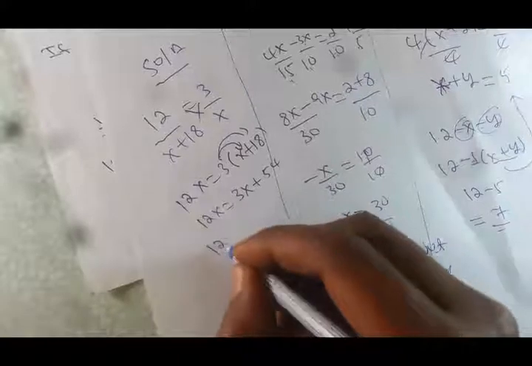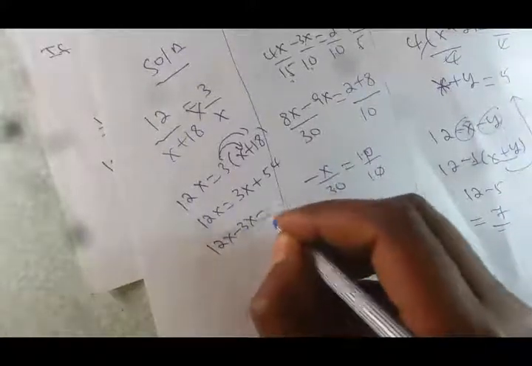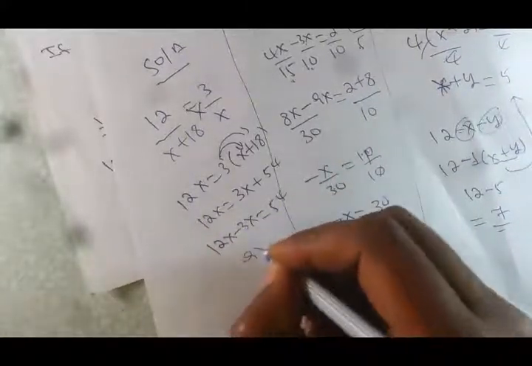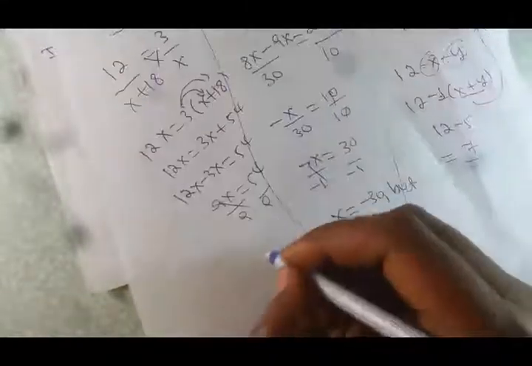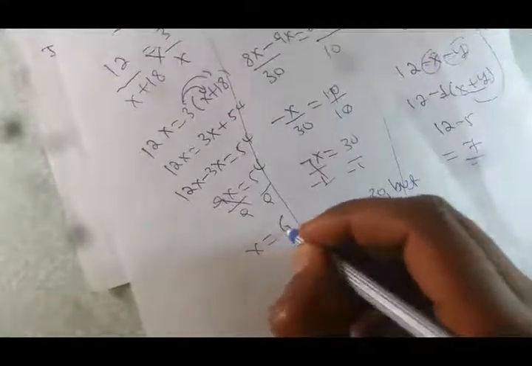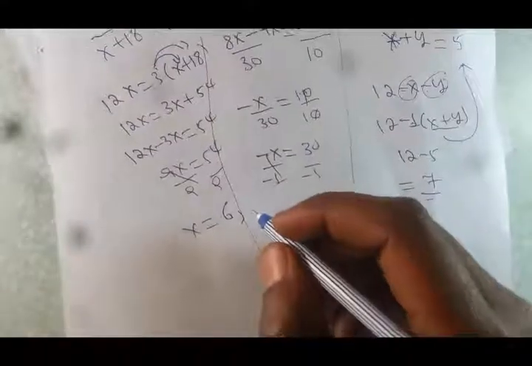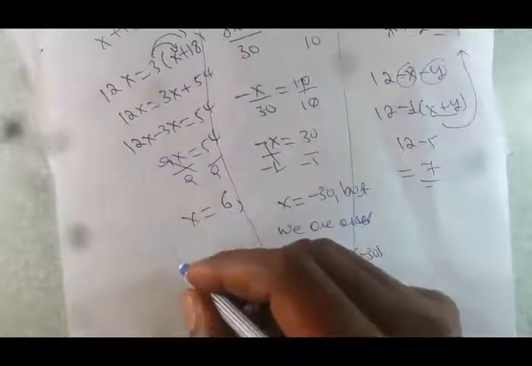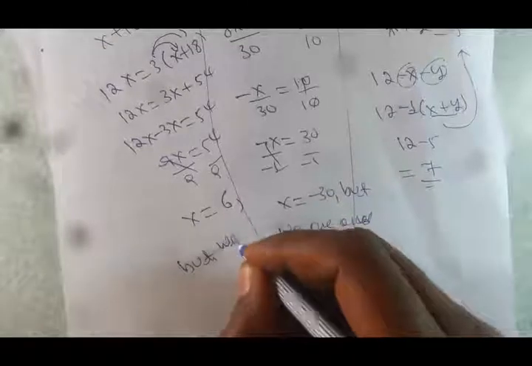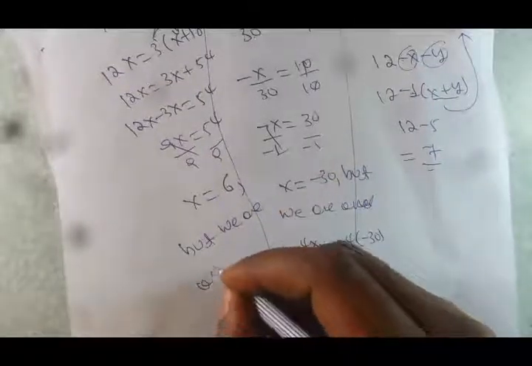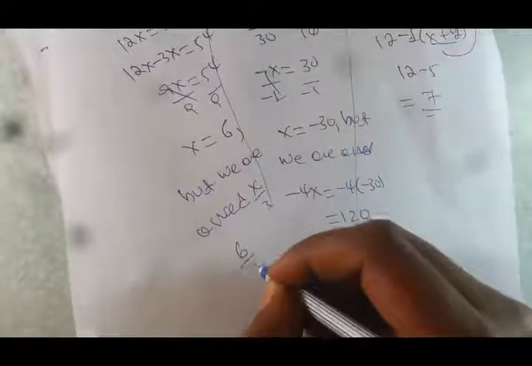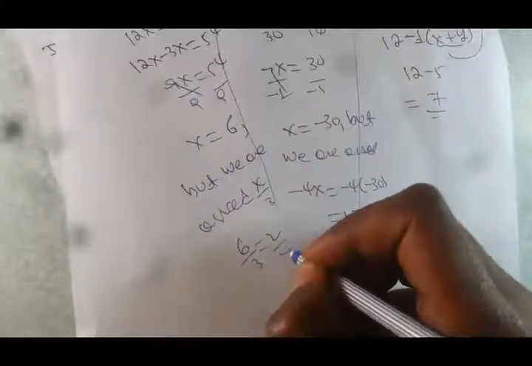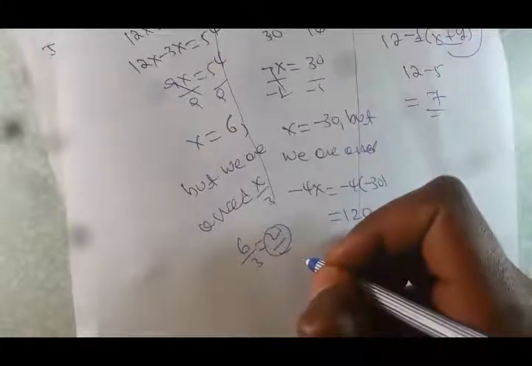Therefore, collecting like terms, 12x minus 3x is equal to 54. 9x is equal to 54, over 9 over 9. The value of x will be 6, and we are asked to find the value of x over 3, and the value of x is already found. 6 over 3 is equal to 2. Therefore, the only possible answer will be 2.